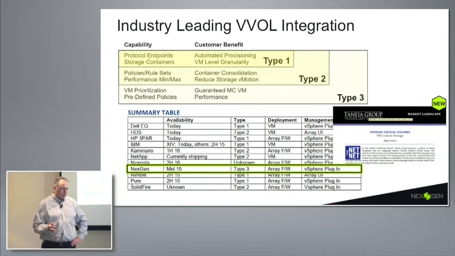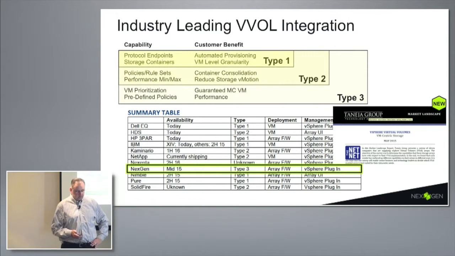There's a report that came out that kind of categorized the different capabilities of some of the different vendors. And so what you see here is that NexGen, with our VM prioritization and predefined policies in that type 3, we implement the VASA provider on the array as firmware, and then we manage it all within vCenter. Okay, any questions about the VM Storage QoS Manager and what we're doing there?